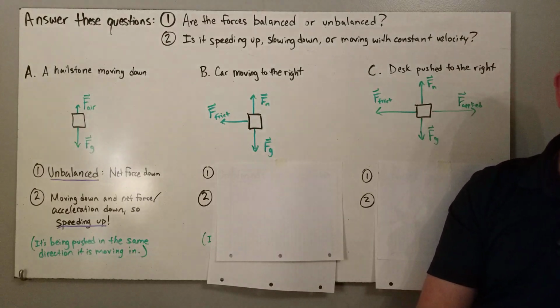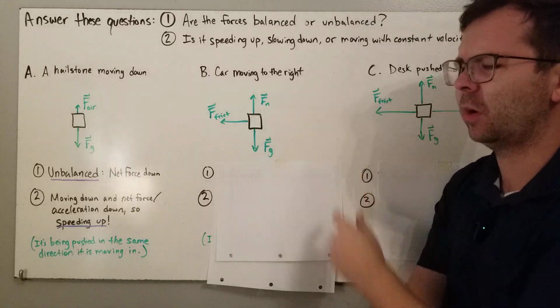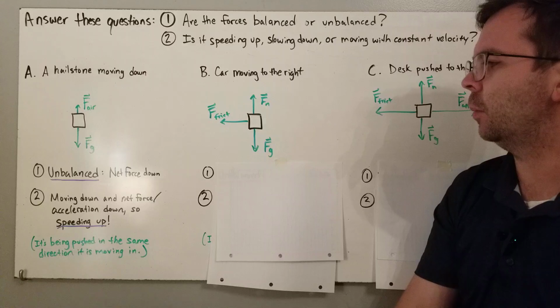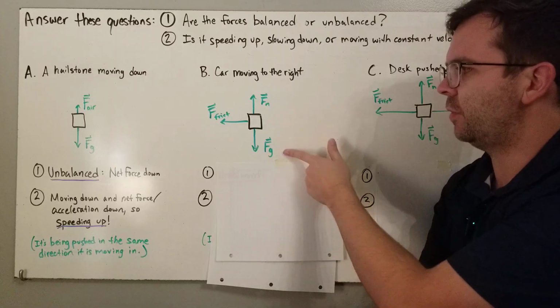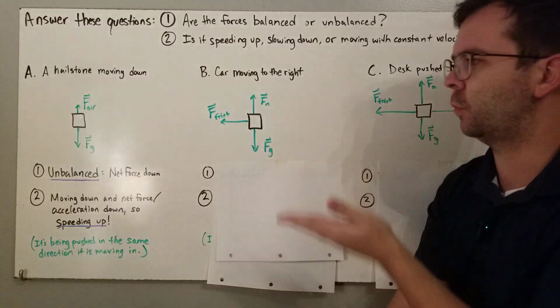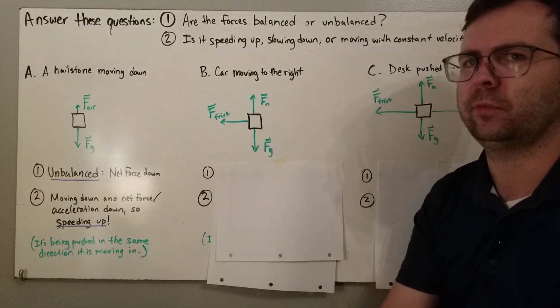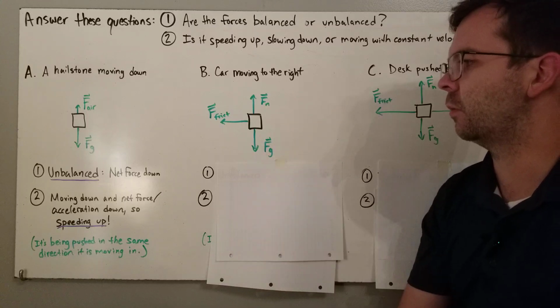Example B, we have a car moving to the right. Now, that could mean a lot of things, but in this case, we have our free body diagram with the forces of gravity pulling down on the car, normal, the road is exerting a force upward against gravity and balancing it out, and friction is acting to the left here. It says the car is moving to the right.